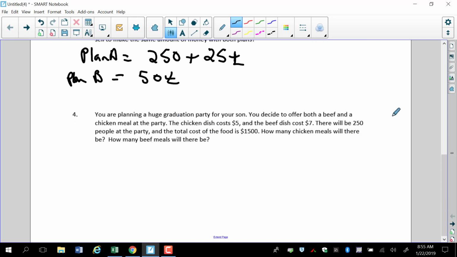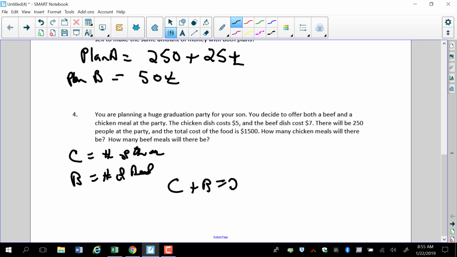Planning a graduation party, chicken costs. So C is the number of chicken dishes that we're going to do. B is the number of beef dishes. So we need chicken plus beef to equal 250 because we need 250 at the party. The total amount we have on food is $1,500. So $5 for the chicken plus $7 for the beef is $1,500. And that would be your system of equations.